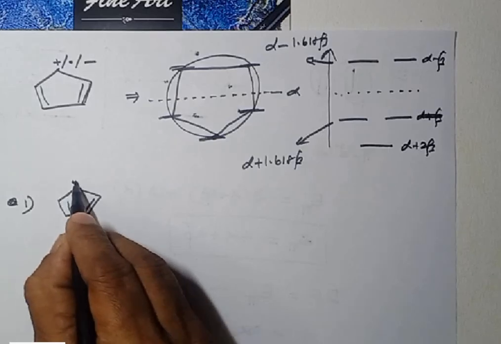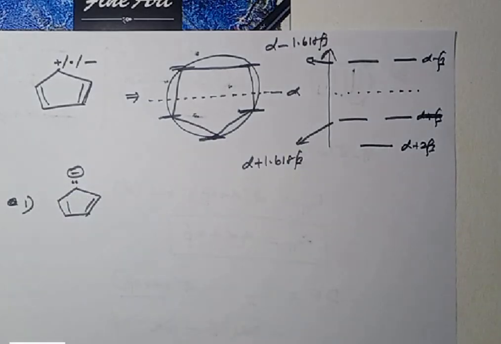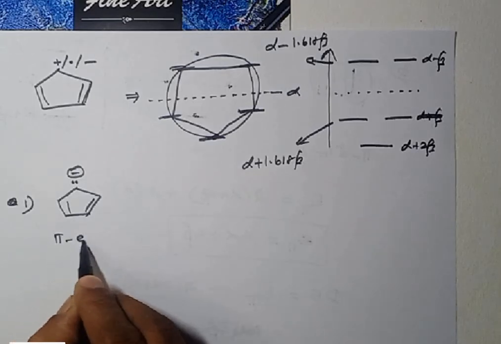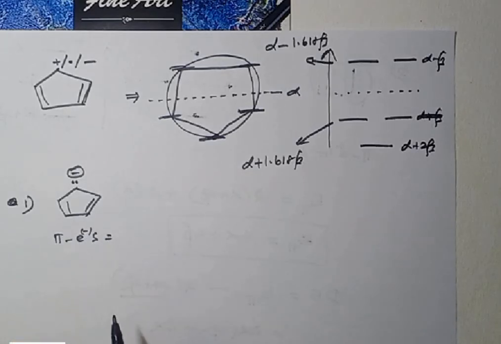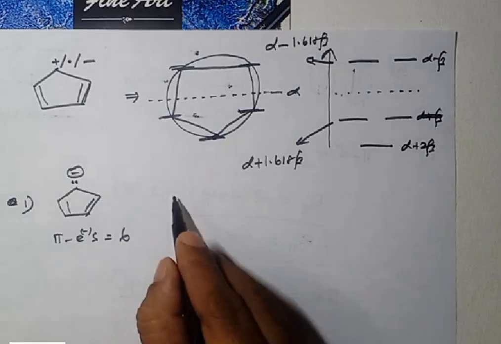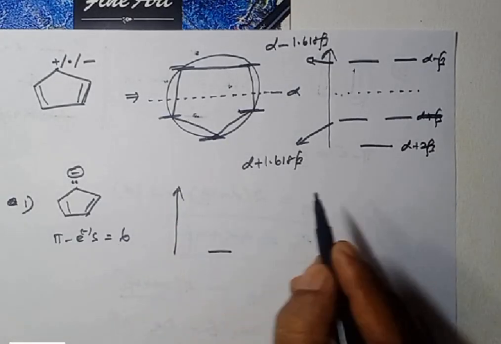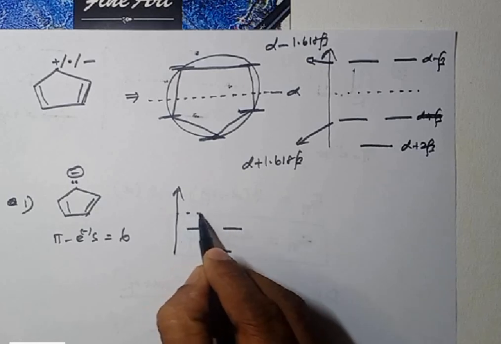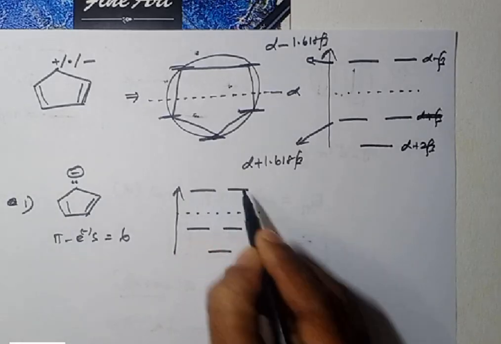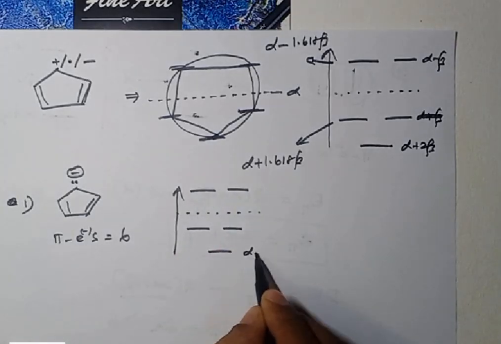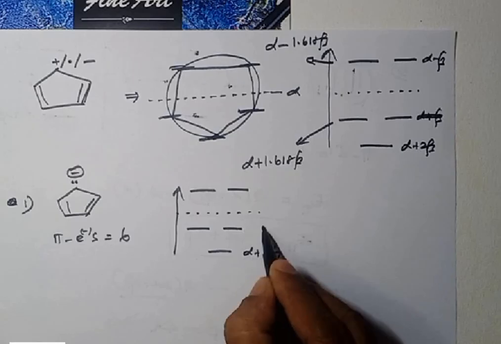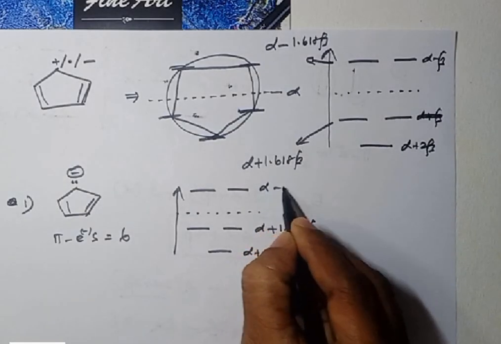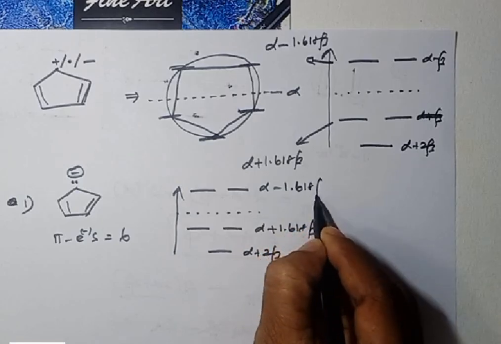I'll take the cyclopentadienyl anion. How many pi electrons are there? 6 pi electrons. Okay, so now we have to fill up. We have 1 bonding molecular orbital and 2 degenerate bonding molecular orbitals. This is the barycenter, and we have 2 anti-bonding molecular orbitals. The energy of this is alpha plus 2 beta. The energy of this is alpha plus 1.618 beta. The energy of this is alpha minus 1.618 beta.